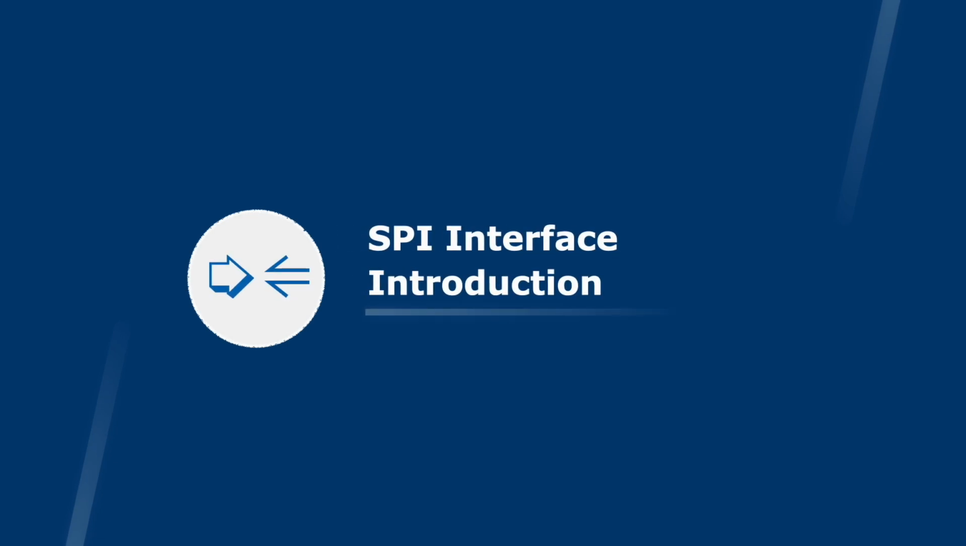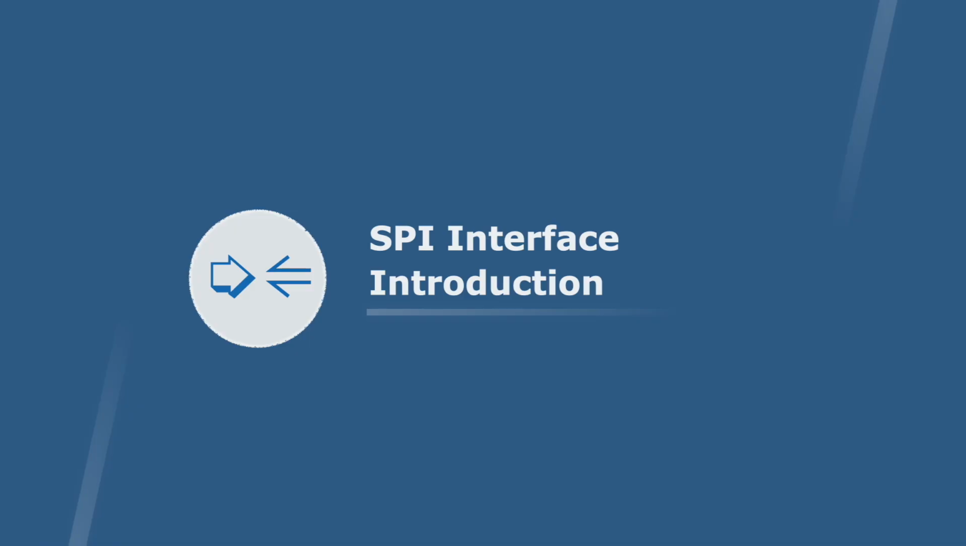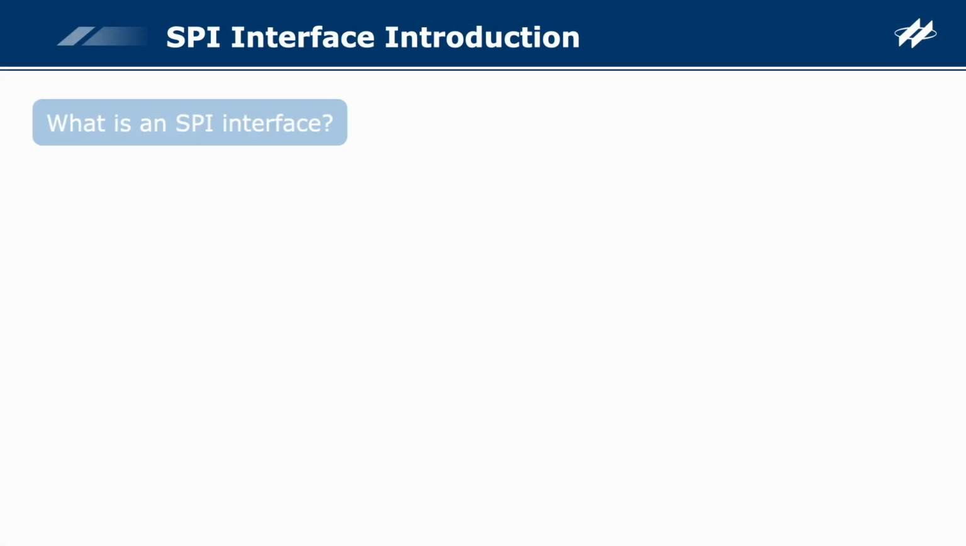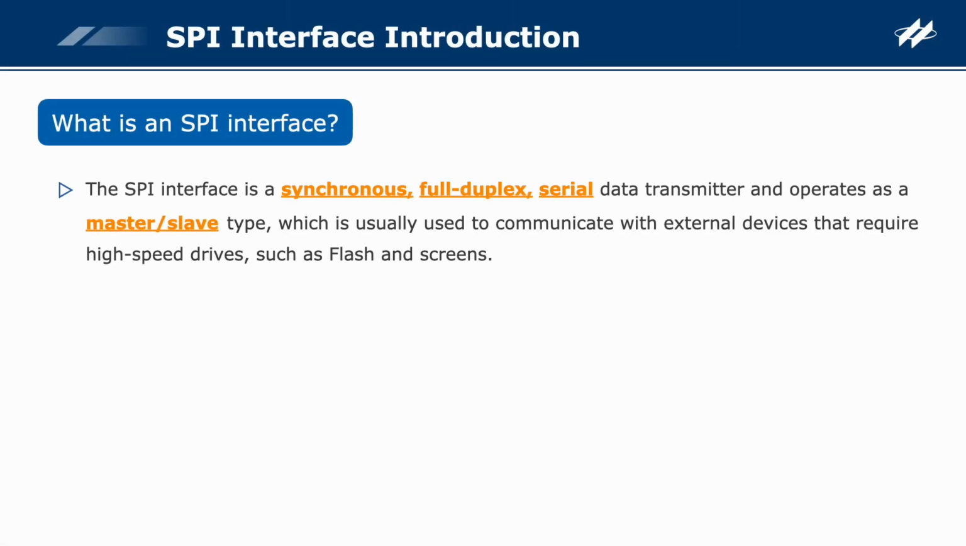SPI Interface Introduction. The SPI interface is a synchronous, full duplex, serial data transmitter and operates as a master-slave type, which is usually used to communicate with external devices that require high-speed drives, such as flash and screens. For more details, please refer to the application note, HT8 MCU SPI Application Guidelines and Example, on Holtek's official website.